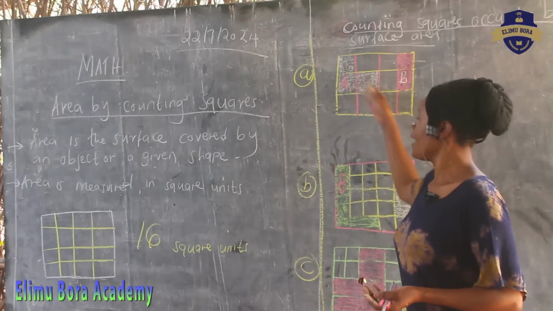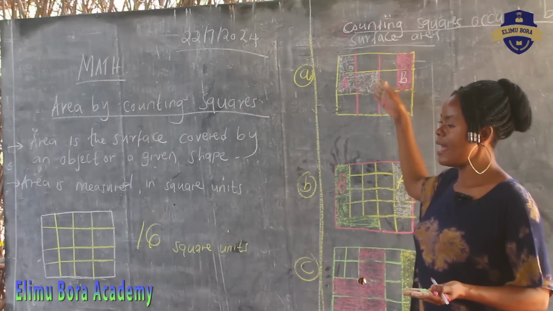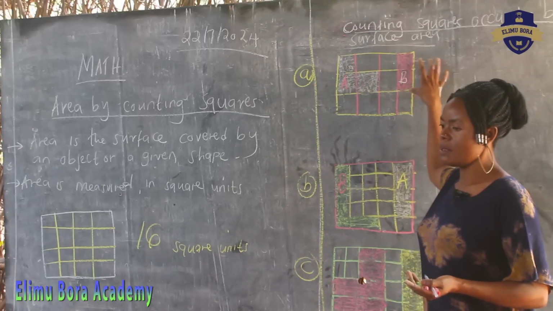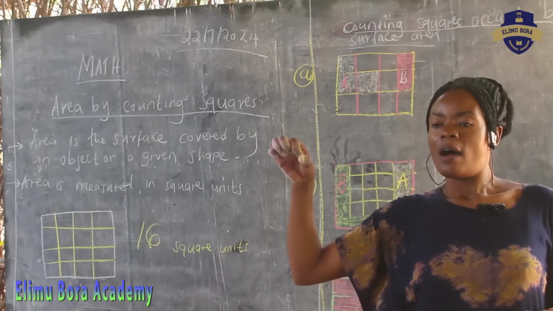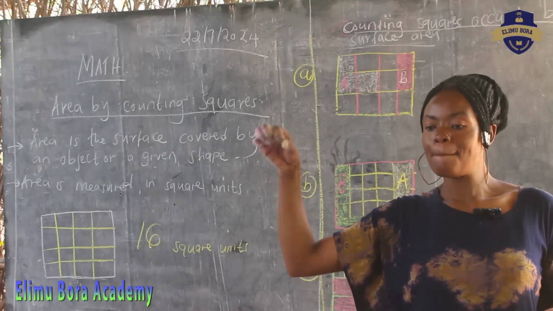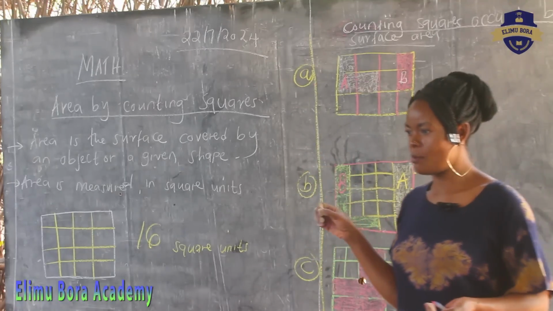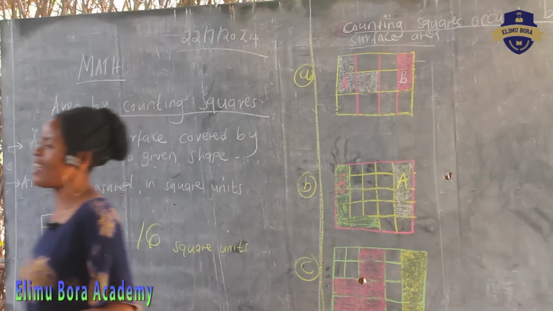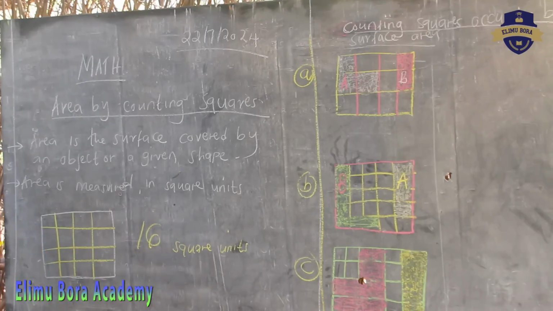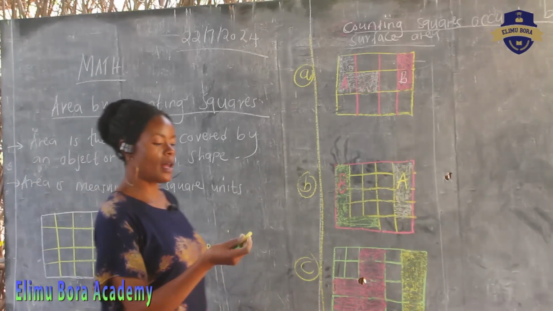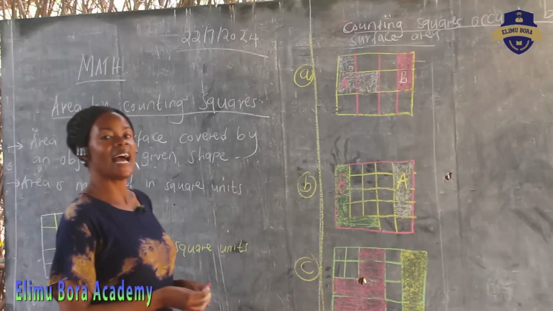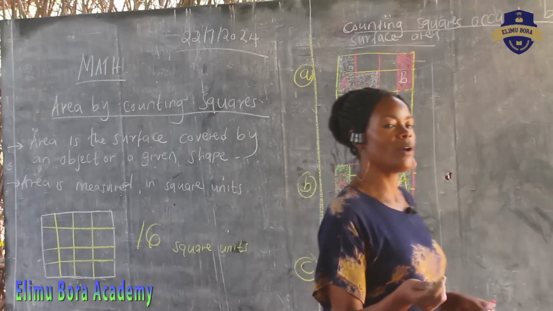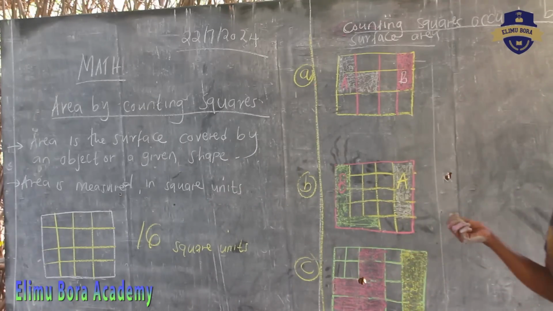We have got A and B. Between A and B, we want to count and see which one is occupying a big surface area. Which one is occupying a big surface area? So I want us to do that. Aisha, come and do for us the first one. Come and count for us. You are going to count both the squares, then you tell us. You pick which one is occupying a big surface area.